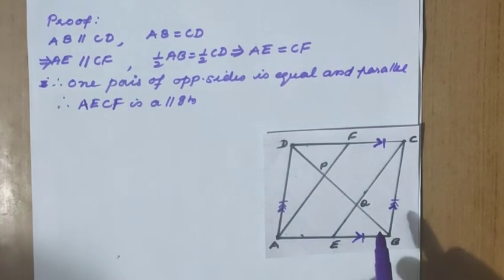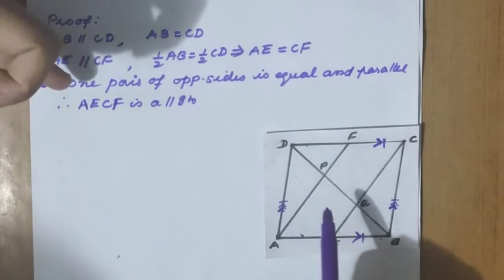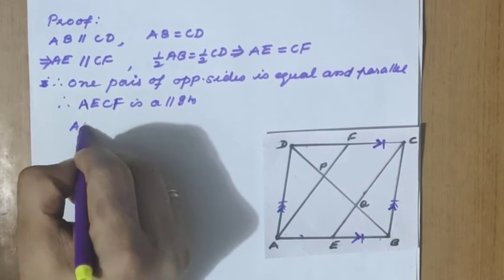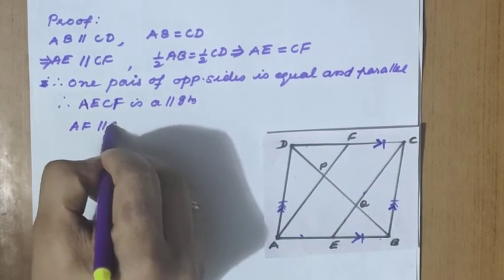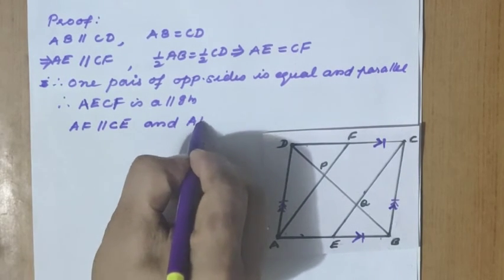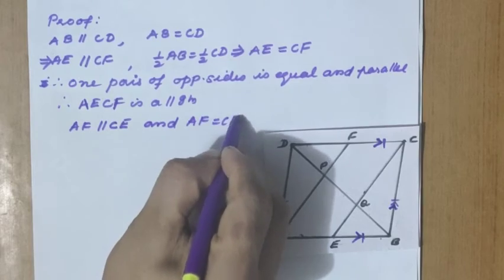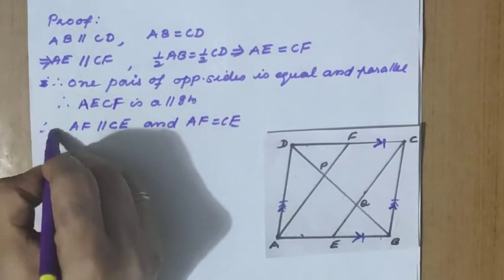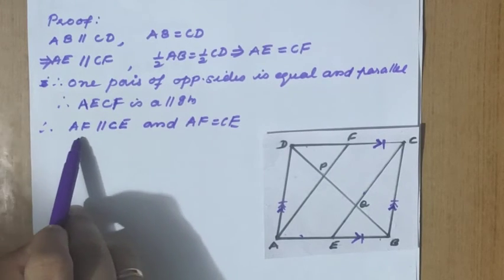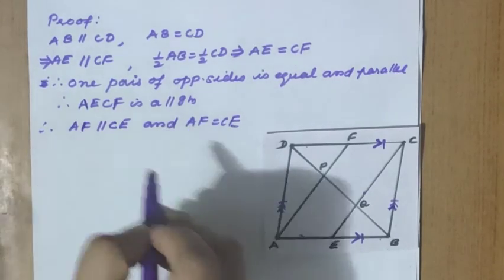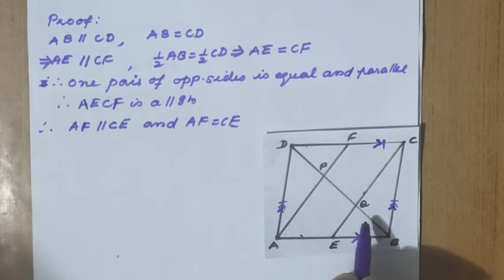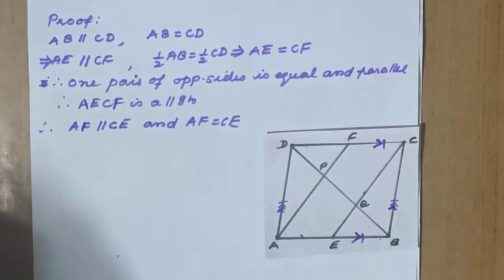So now, which is the remaining side that we have not considered for this parallelogram? That is AF parallel to CE and AF equal to CE, the other pair. Therefore, by the result that AECF is a parallelogram, we can write AF parallel to CE and AF equal to CE. That means we have written the other opposite side, right?